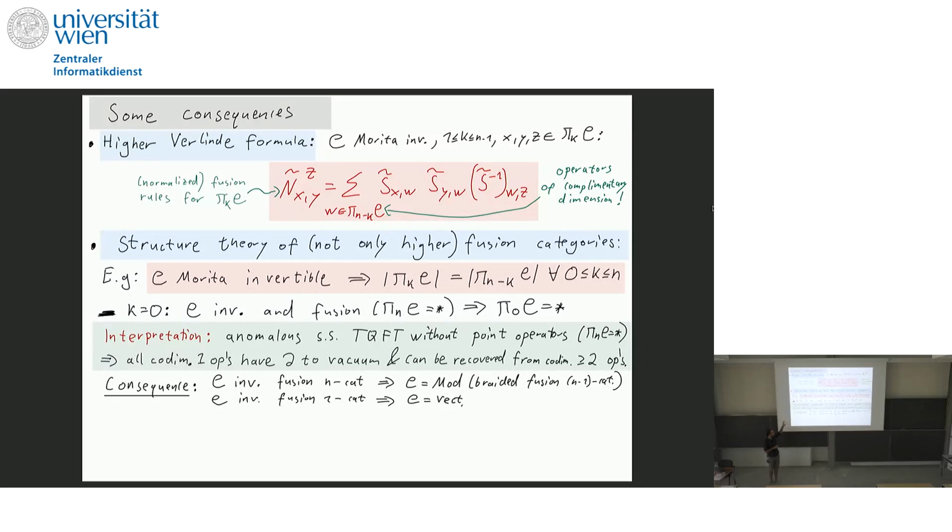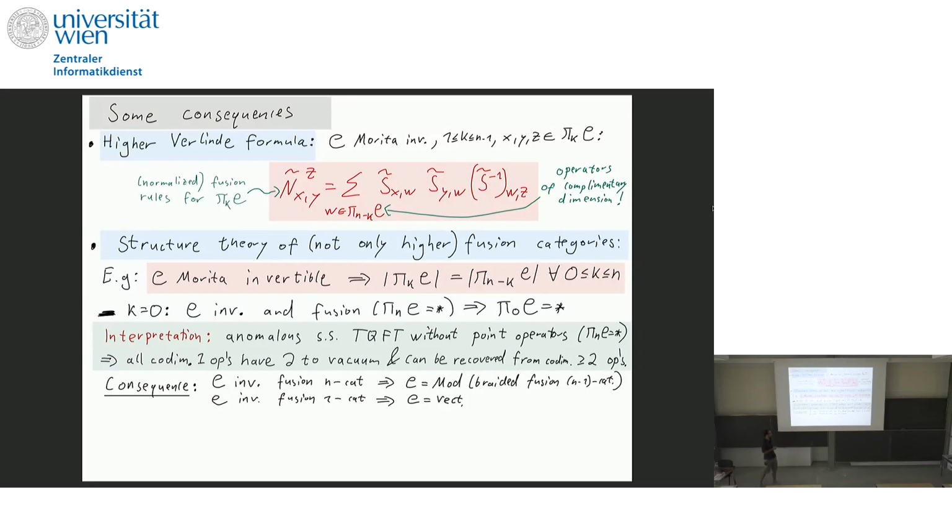And that's essentially the reason why in these Chern-Simons theories, in these modular categories, you only need to consider lines and points, and you don't need to consider surface operators, because all the surface operators can be recovered from the line operators and the point operators.